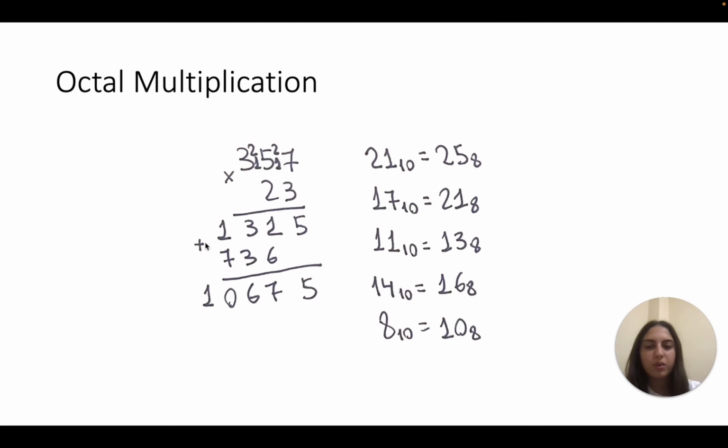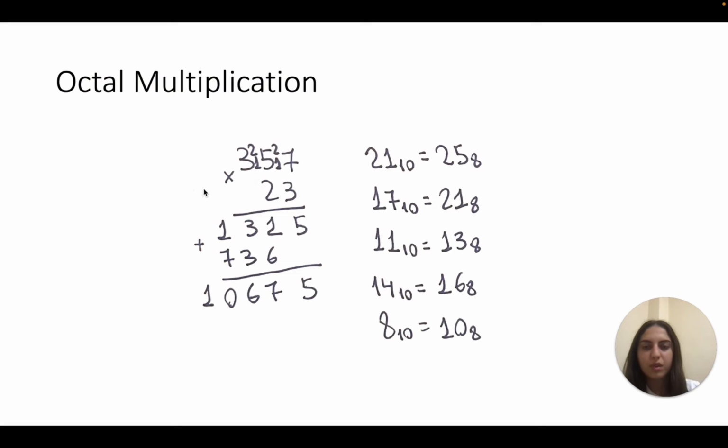And then we write the plus sign and start multiplying number 2 by this number. So we'll have 2 multiplied by 7, which is 14 in decimal, as we see here. And it is the same thing as 16 in base 8. So we write the 6 here and the 1 in the next column. Then we'll have 2 multiplied by 5 plus 1, and as in this example we had, this is 11 in decimal, which is the same as 13 in base 8. So we write the 3 and the 1 in the next column.